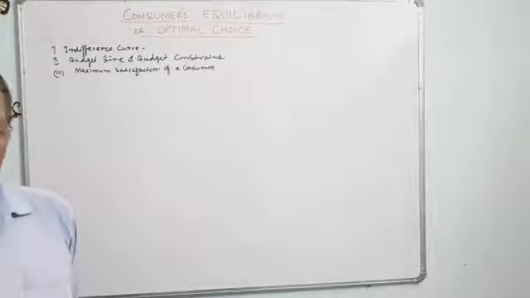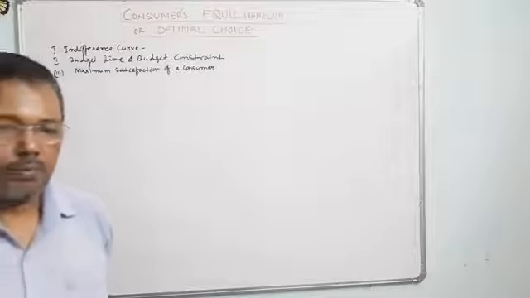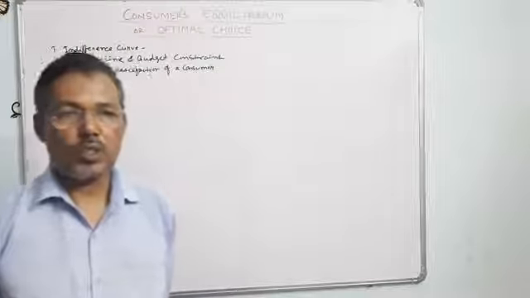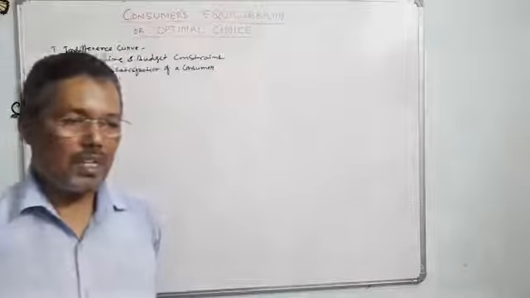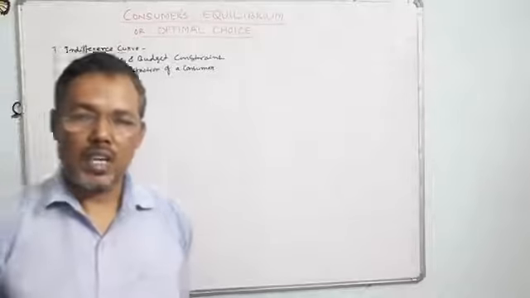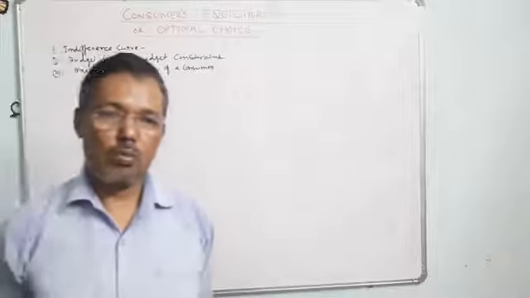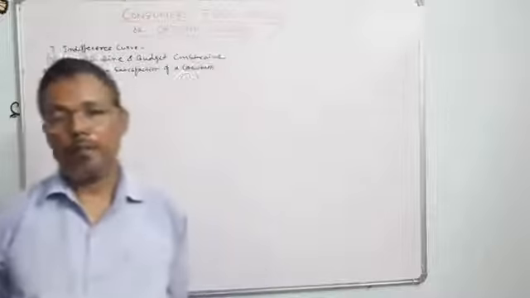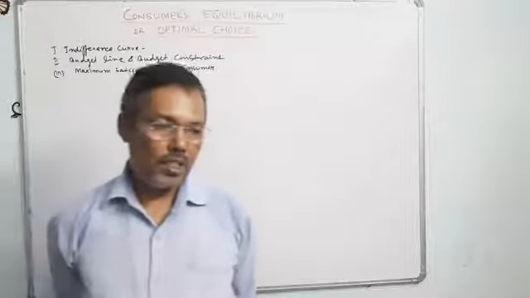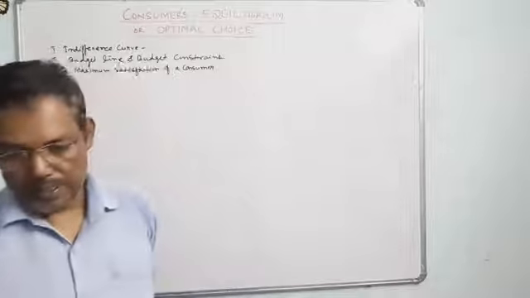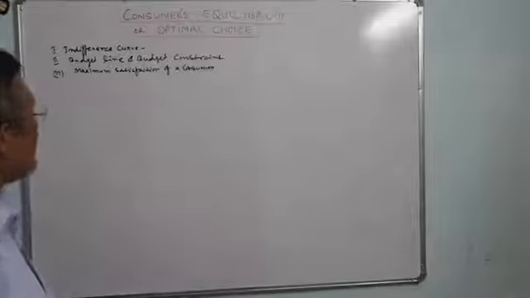And indifference curve properties we have also discussed. It slopes downwards, it is convex to the origin, and the marginal rate of substitution equals price X upon price Y. A higher indifference curve gives higher satisfaction and a lower indifference curve gives lower satisfaction. And two indifference curves will not intersect each other. These are the brief properties of the indifference curve.